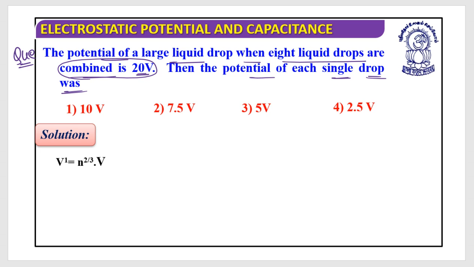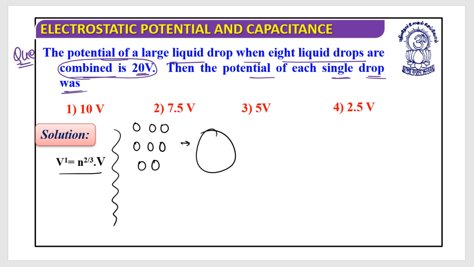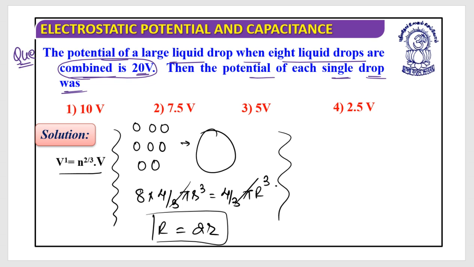Let's first go with the calculation, although a hint is provided. Suppose there are 8 small drops, which merge to make one bigger drop. So 8 multiplied by 4/3 pi r cube is equal to 4/3 pi capital R cube. This gets cancelled, so what I can write is R is equal to 2r.